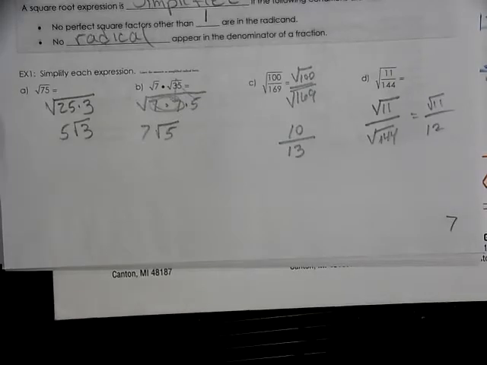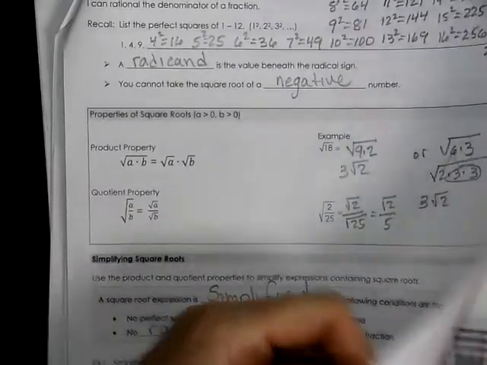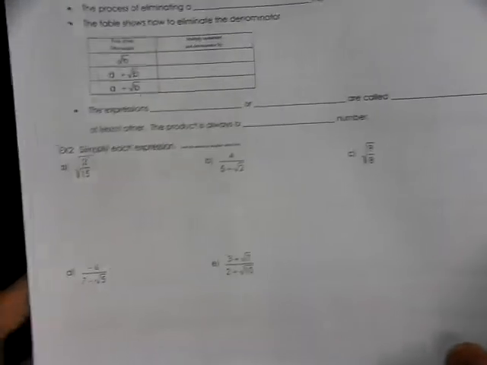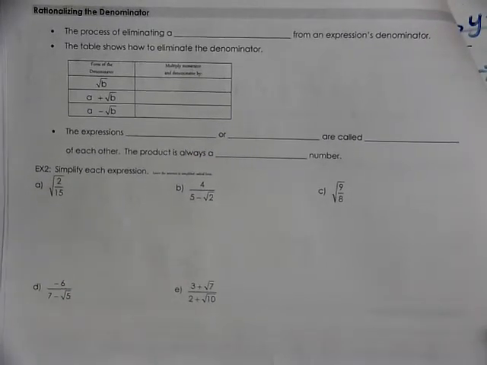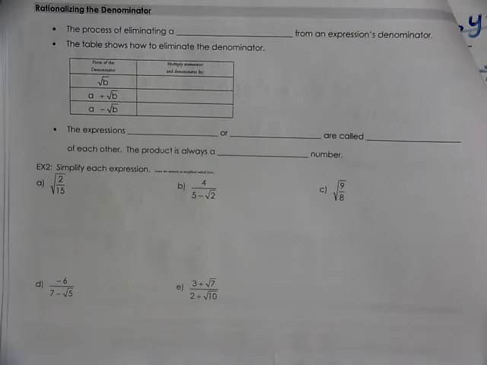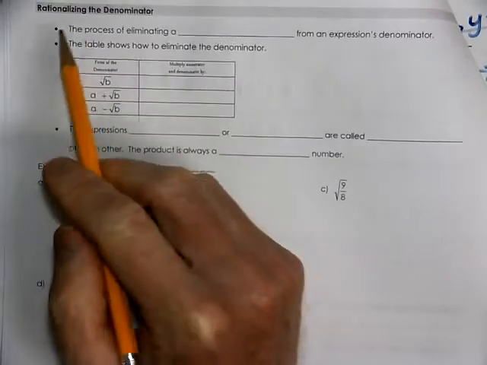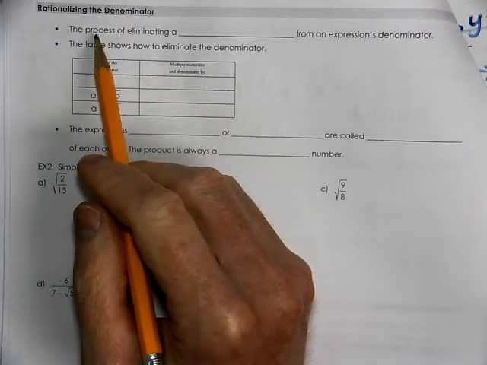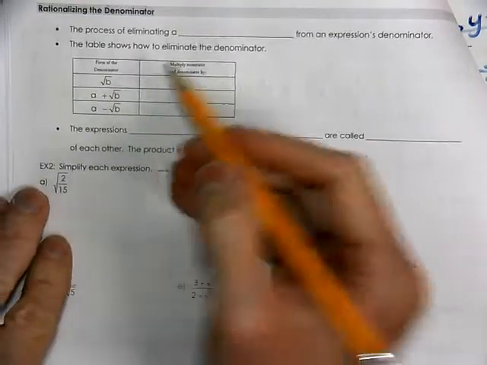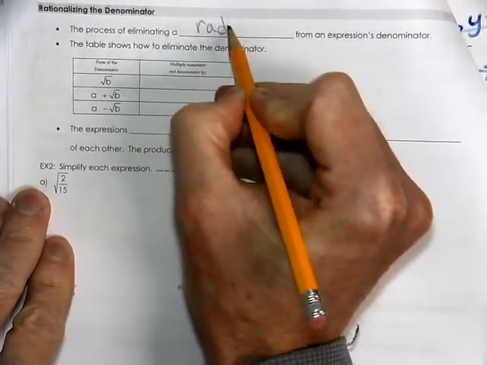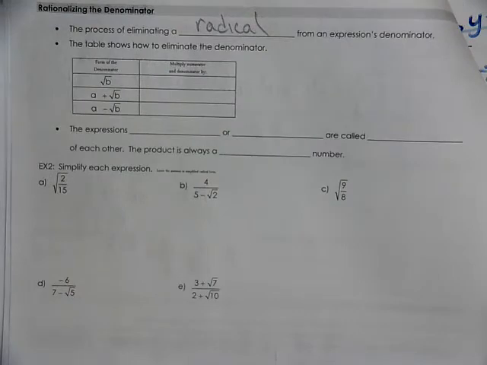Now to finish up, what if it doesn't simplify completely? What if the bottom isn't a perfect square? What if the bottom had a radical in it that you couldn't break down? What do we do? Then we're going to rationalize the denominator. The process of eliminating a radical from an expression's denominator is called rationalizing the denominator.